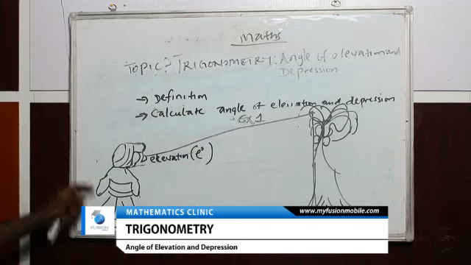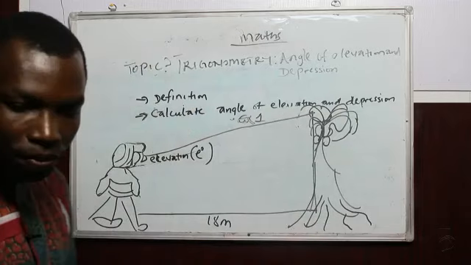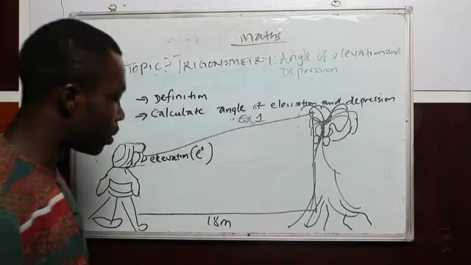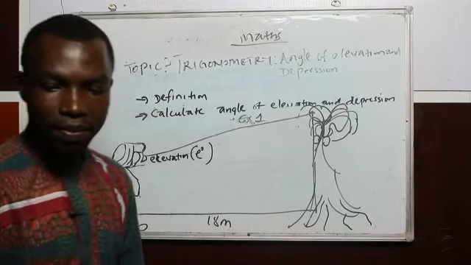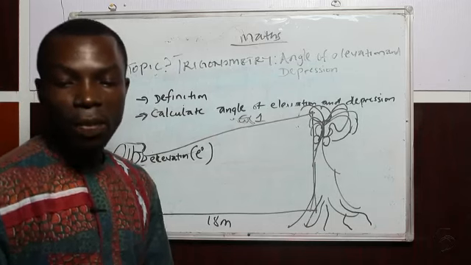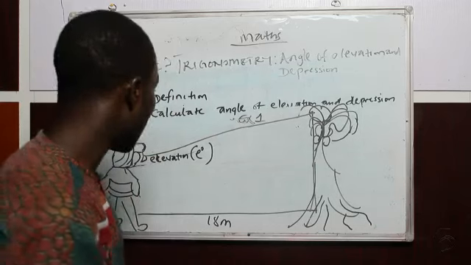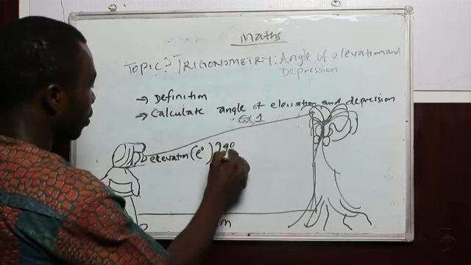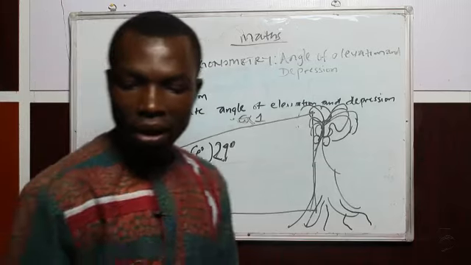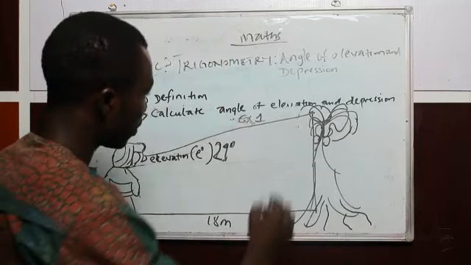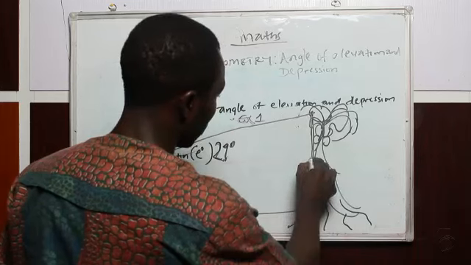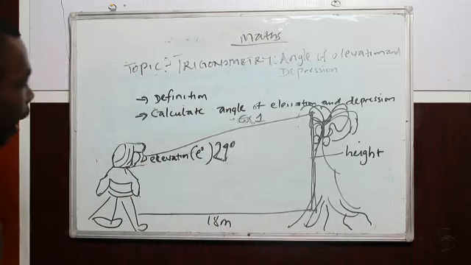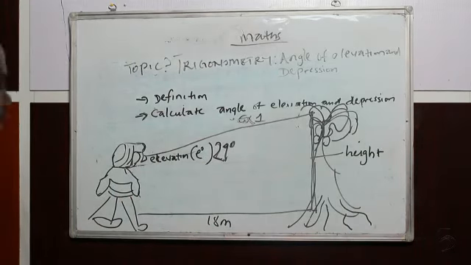Now, a man is at a point 18 meters away from the foot of a tree. This is the foot of the tree. It's 18 meters away from it. And from that point, the angle of elevation of the top of the tree is 29 degrees. Therefore, we have 29 degrees. Now, calculate the height. This is the height.